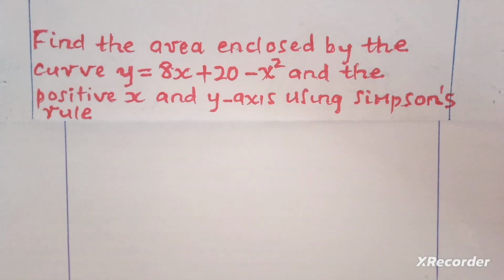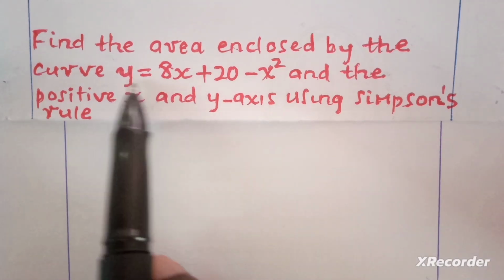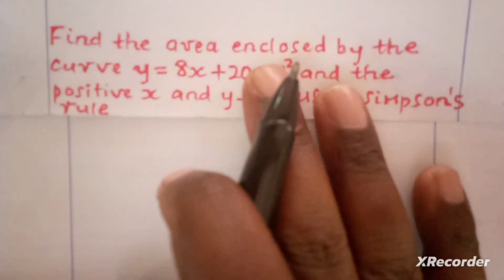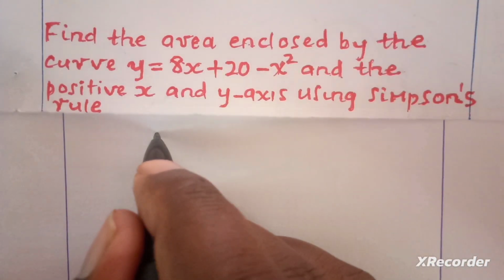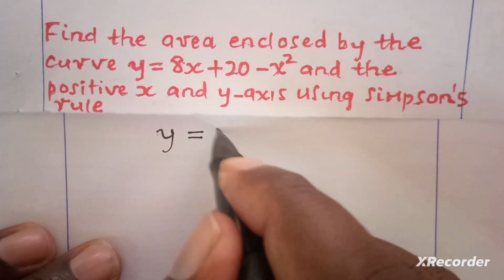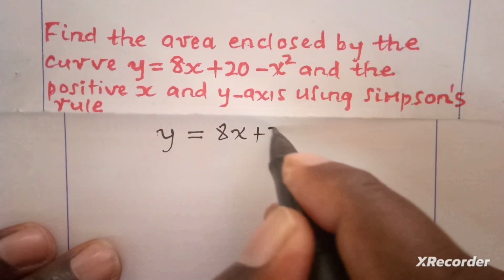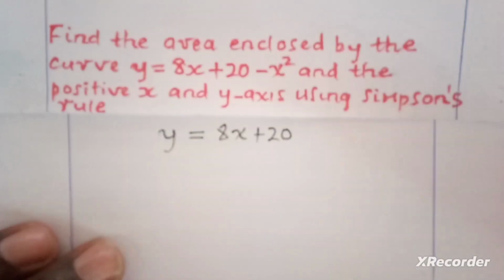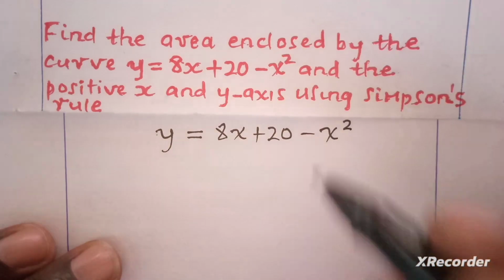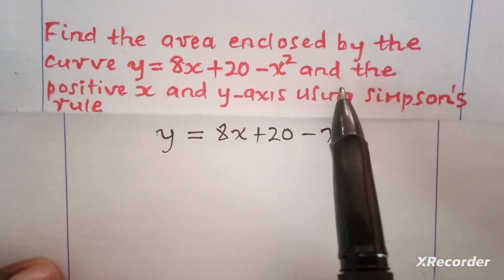So guys, we are supposed to find that curve, and the way we do it is that, let me just write it here. We write y equals 8x plus 20 minus x squared.